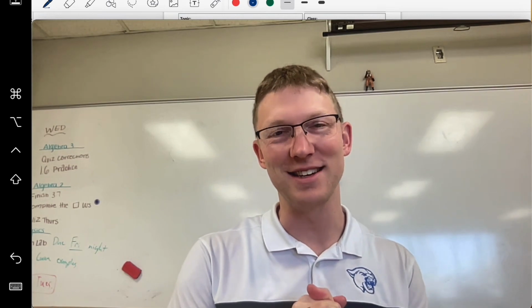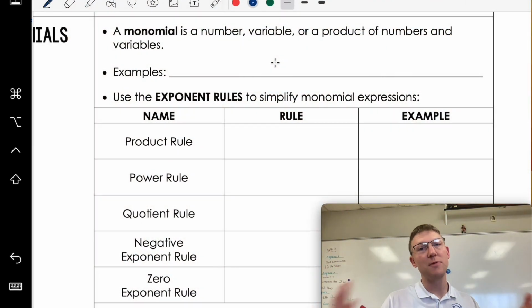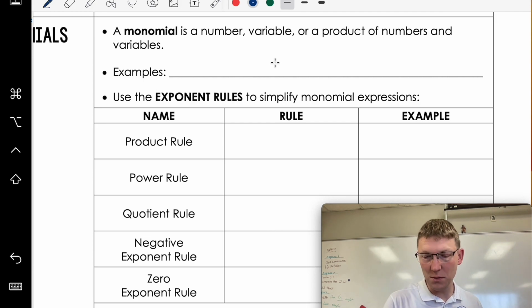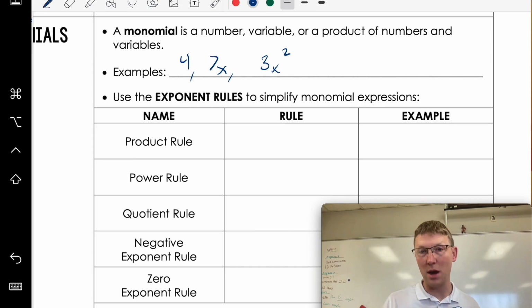Let's get started. As always, when you start a new chapter, there's probably going to be some vocabulary words. So our first one of the day is a monomial. A monomial is a number, variable, or a product of numbers and variables. So, for example, 4 is a monomial. 7x is a monomial. 3x squared is a monomial.